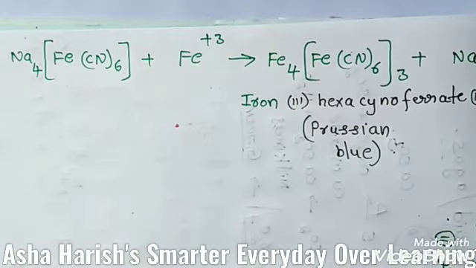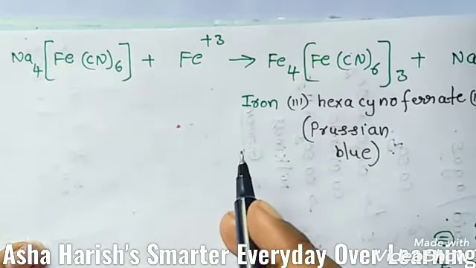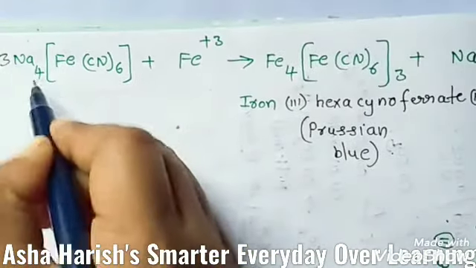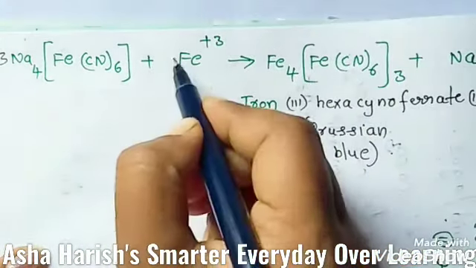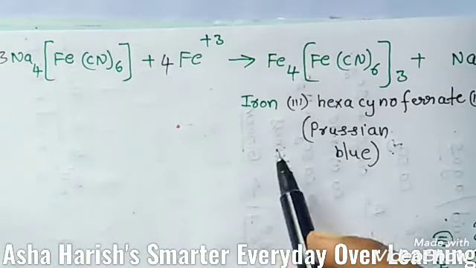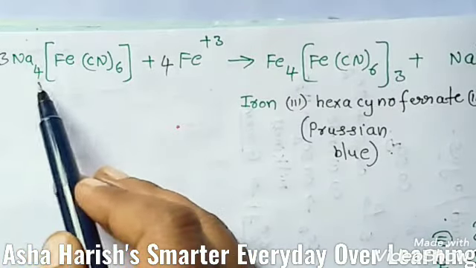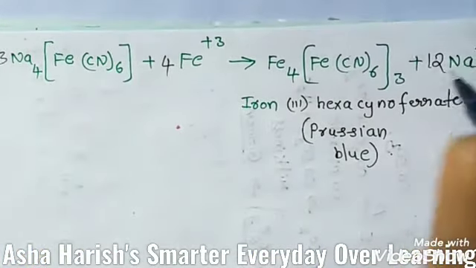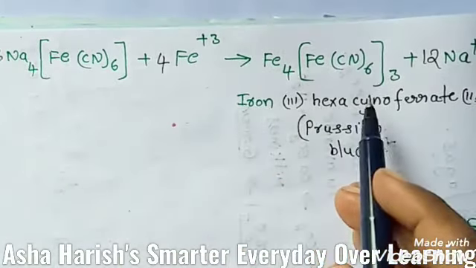This is the entire chemical equation I explained to you. While balancing the equation, with Na4 in the ferrocyanide, if you place 4 on the sodium side, 3 times 4 is 12, so if you place 12 Na+ ions, the equation is balanced.